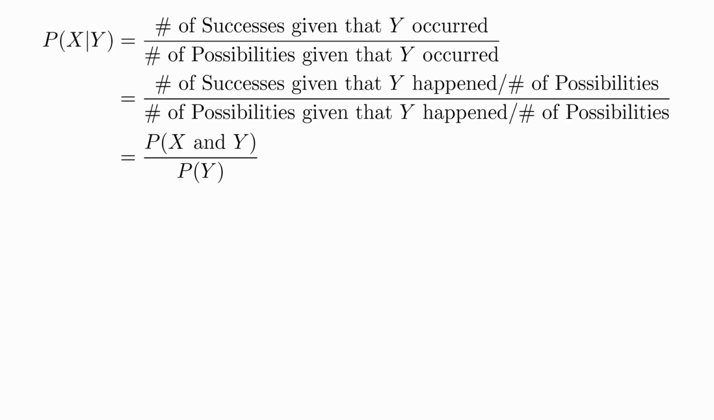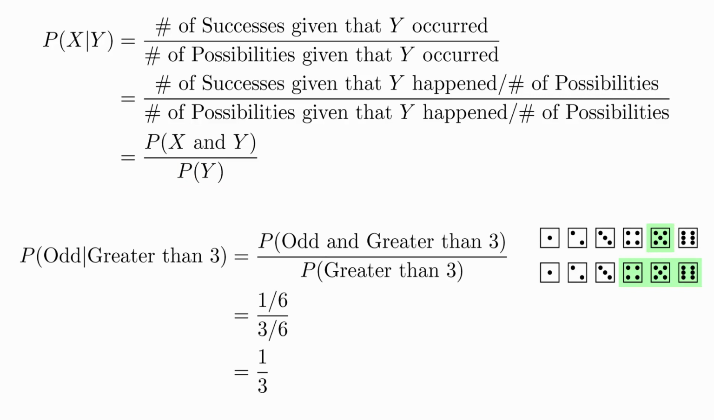There's another way to look at this formula. We can turn both the numerator and the denominator into probabilities by dividing both by the total number of possibilities. The numerator becomes the probability of both event X and Y happening, and the denominator becomes the probability of Y happening by itself. We can do this problem again with the new formula, and we see that we get the exact same result. There is another example, which is often called the boy-boy paradox.